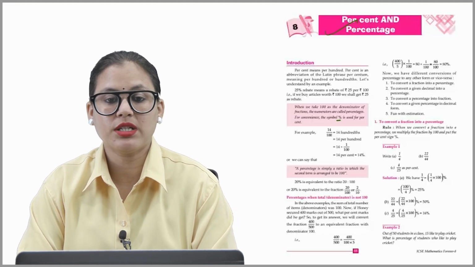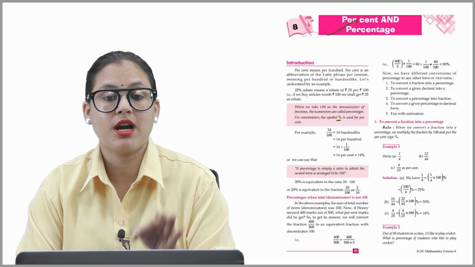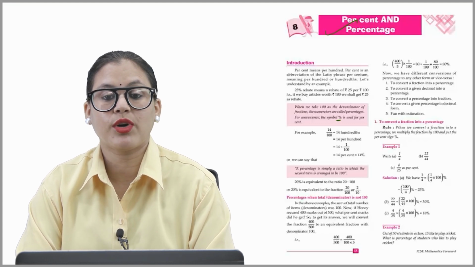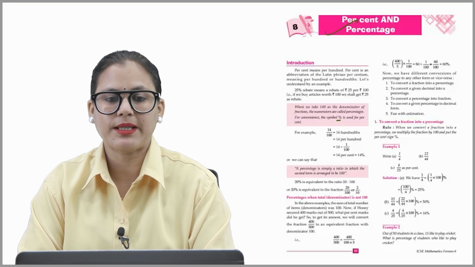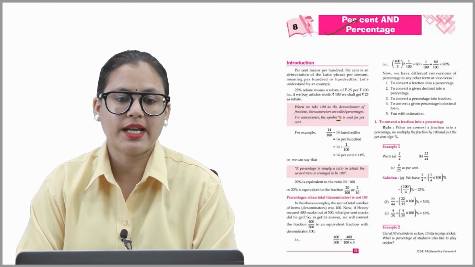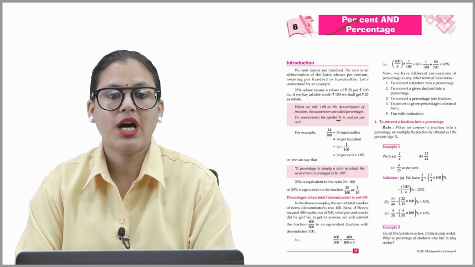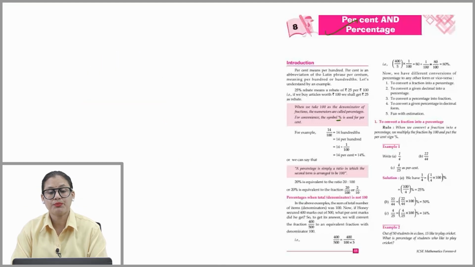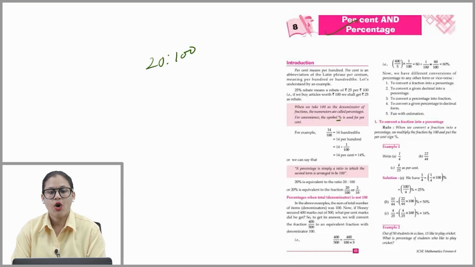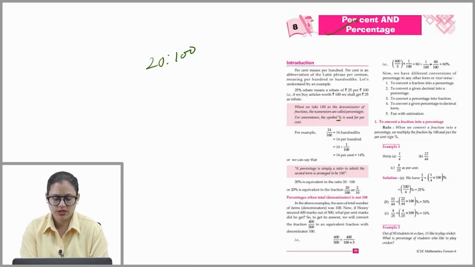For example, 14 upon 100 is equal to 14 per 100. That is 14 into 1 by 100 is equal to 14%. Or we can say a percentage is simply a ratio in which the second term is arranged to be 100. So 20% is equivalent to 20 is to 100, or 20% is equivalent to the fraction 20 by 100 or 2 by 10.